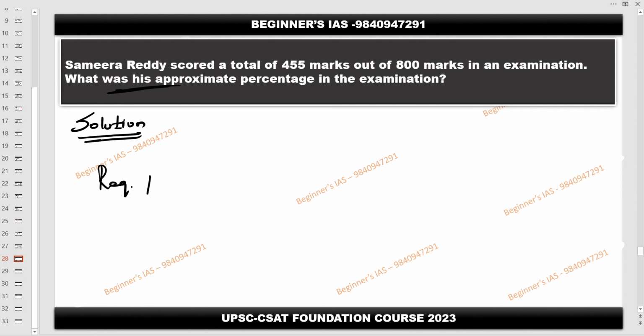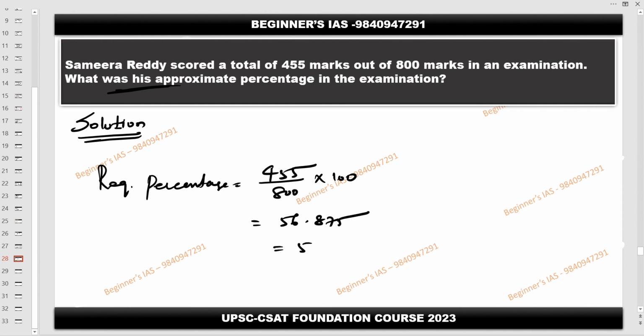So the required percentage is equal to 455 by 800 into 100, which is approximately 56.875. So you round off to 57%. Simple. Shall I move on to the last question of the day? Fine.